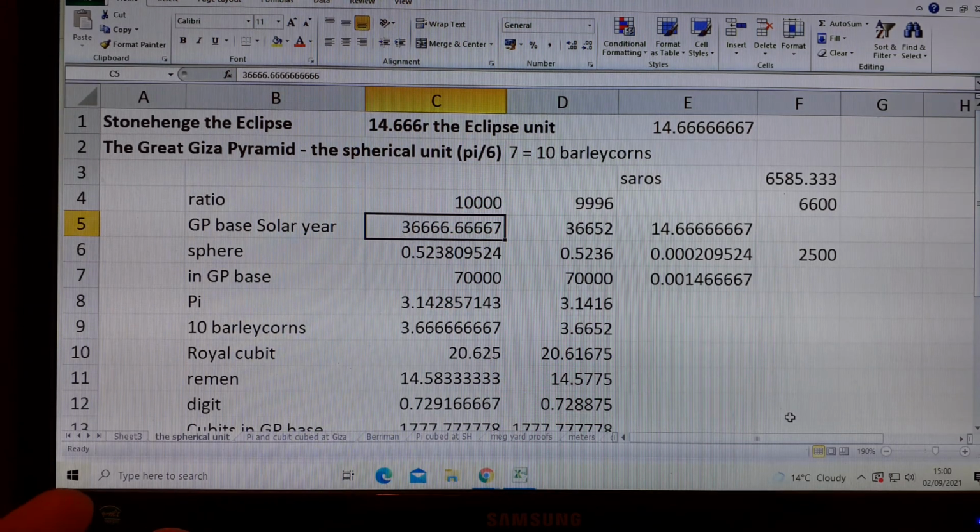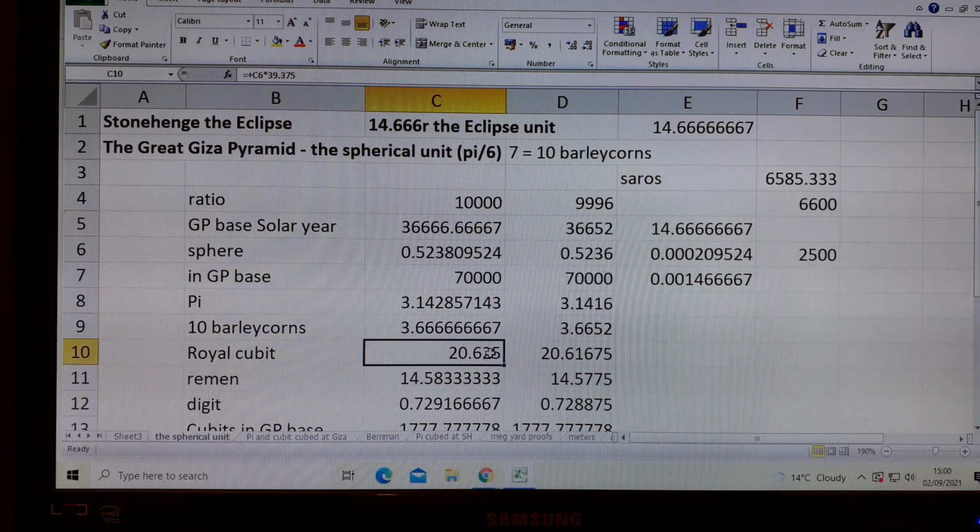So the whole system has unravelled now. Everything's come together. And this idea that this is the Giza base has got so much traction now because of all these calculations that are working together. And the fact that we're producing the royal cubit of 20.625 from this arrangement, where we're using 39.375 of these spheres to create the royal cubit, is exactly in line with Berriman's book.